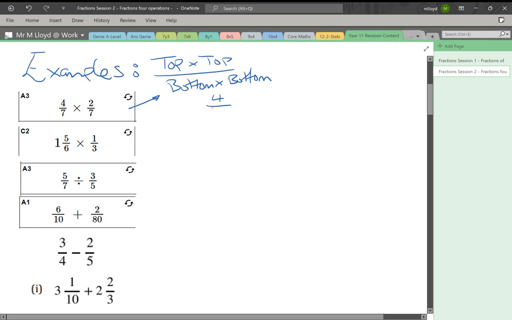I can do this. So 4/7 times by 2/7 gives us 8/49. There are no common factors between 8 and 49, so we leave it like that. There's no simplifying that can be done there. Okay, so our next one, 1 and 5/6.